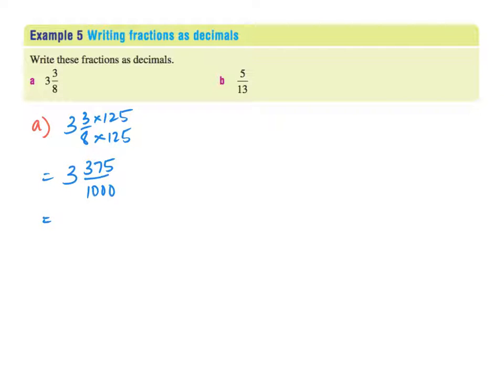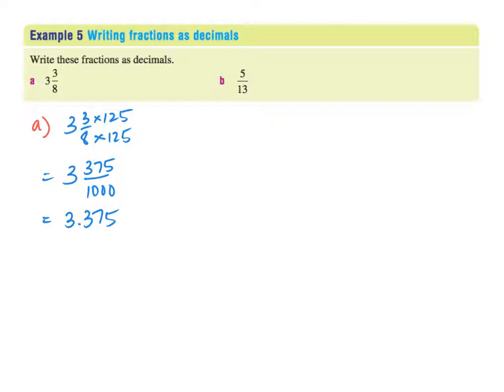So from here, 375 divided by 1,000, you can see will give us a decimal of 0.375, and since there's a whole number of 3, it would be 3.375. So that's how we can convert that quite simply.